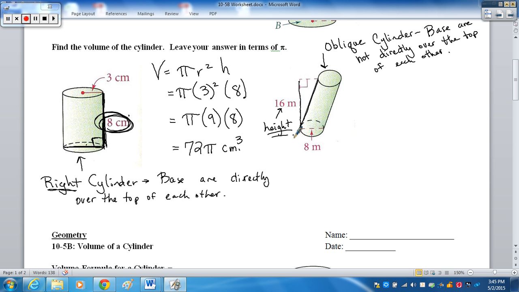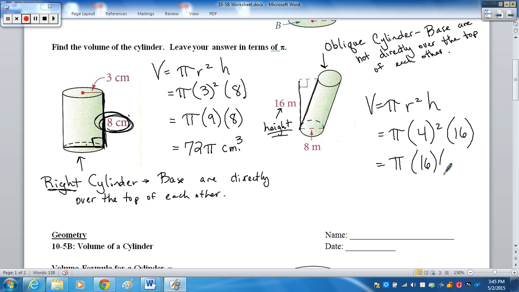Okay? So if we set this up, volume equals pi radius squared height. The radius is half the diameter. The diameter in this case is 8, so we have 4. The height is 16. We end up with 16 times 16. 16 squared is 256. And so the answer in terms of pi of the volume of this cylinder is going to be 256. Ooh, about made that mistake. Watch that there, folks. 256 pi meters cubed.